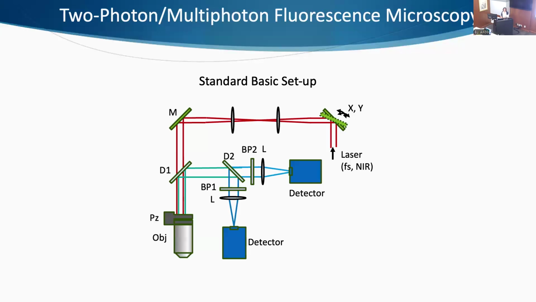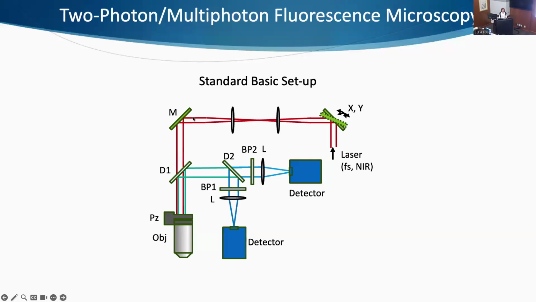Then you basically have a pair of mirrors that scan the beam, and then a system of lenses called the scan and tube lens. These lenses have two roles. One is to image the pivot point of the mirrors on the back aperture of the objective, and also to expand the beam to overfill the back aperture of the objective to take advantage of the full numerical aperture of the lens.